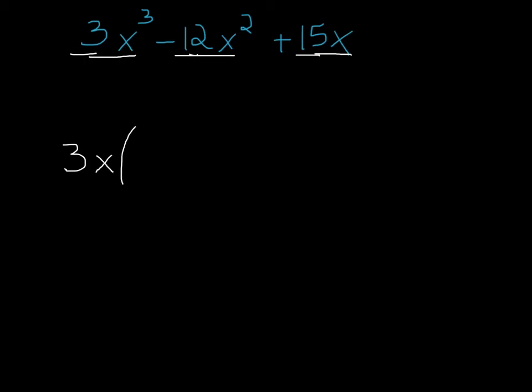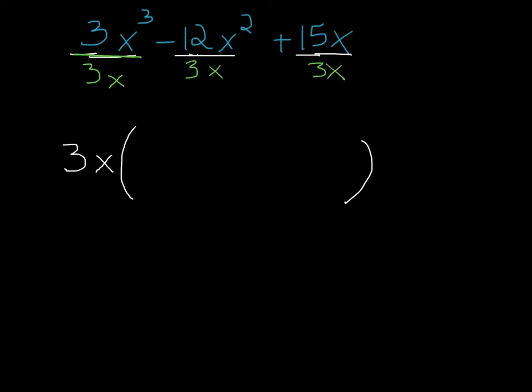So what we're doing is the opposite of the distributive property. Our final answer is going to look like this, where we have a monomial times a polynomial. And to get the inside of the parentheses, we will be dividing each term by the GCF.